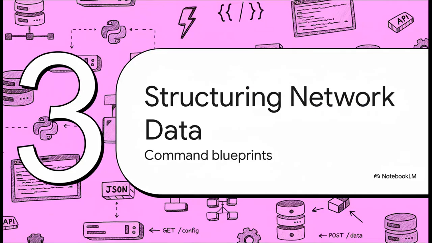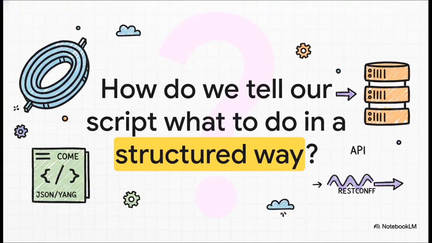So now that we have our tool, Python, we need to think about the actual information we're going to send with it. See, to automate anything reliably, our commands and data need to have a consistent, predictable structure. We need a blueprint. And this is the million-dollar question, isn't it? We can't just throw a random text file at a router and hope for the best. We need a standardized format, one that our Python script and the network device can both understand perfectly every single time.